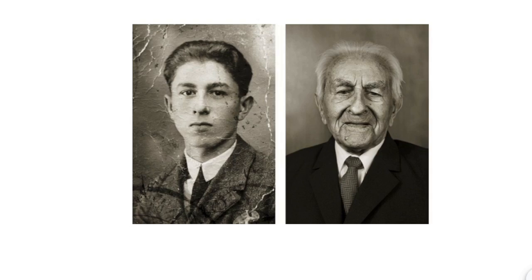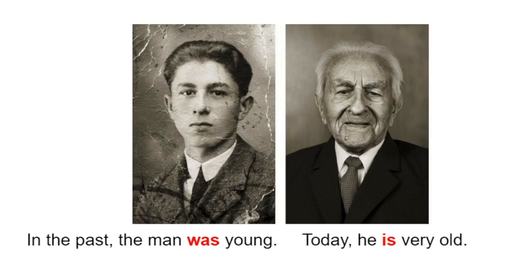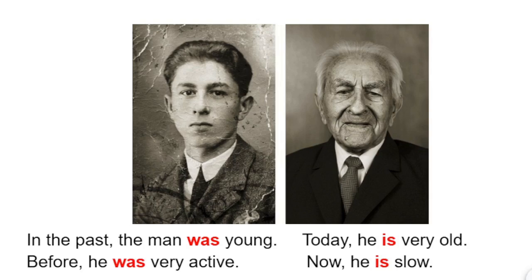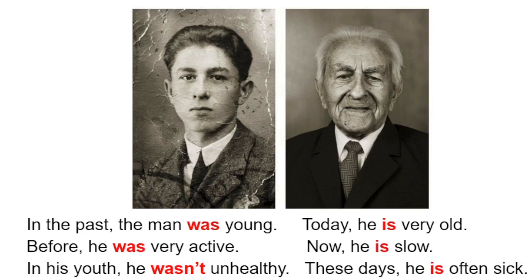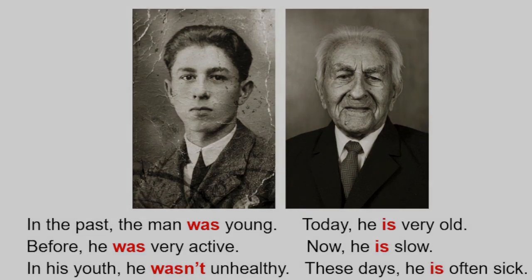Consider the following sentences. In the past, the man was young. Today, he is very old. Before, he was very active. Now he is slow. In his youth, he wasn't unhealthy. These days, he is often sick.